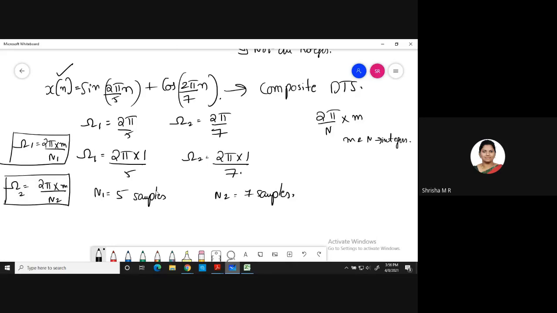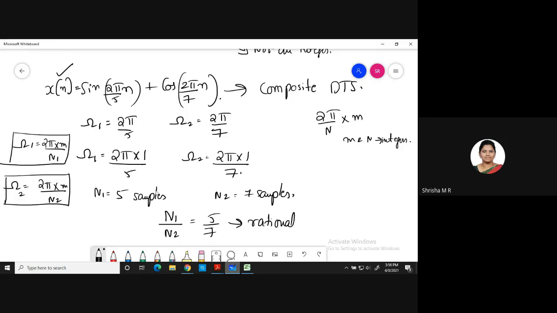So how did we do in continuous time signals? We found the ratio of T1 by T2. Similarly, find the ratio of N1 by N2. So what do you get? 5 by 7, right? So 5 by 7 is a rational number. It's a periodic signal. Now find the fundamental period.